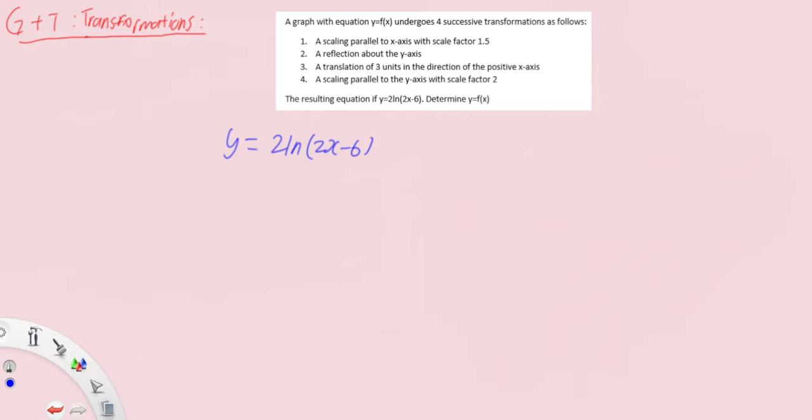Alright, so one way to do it is this. We know that if it's a scale parallel to the y-axis, you multiply the equation by 2. As such, to reverse this times 2, you now do divided by 2. So what you can do is, from y equals 2 ln(2x minus 6), we can write that before step 4, you had y equals ln(2x minus 6).